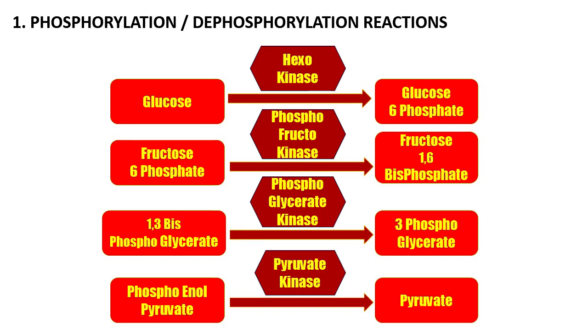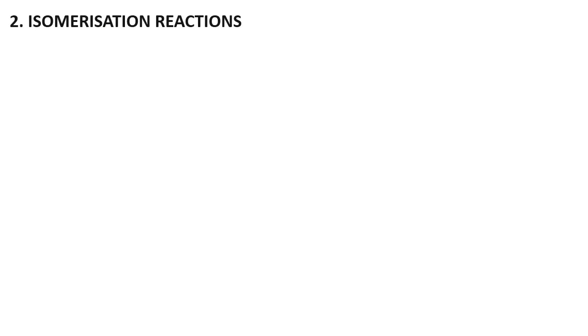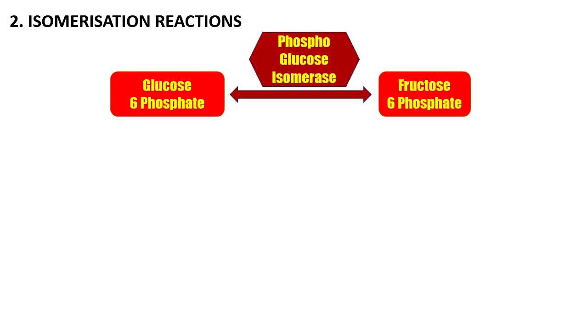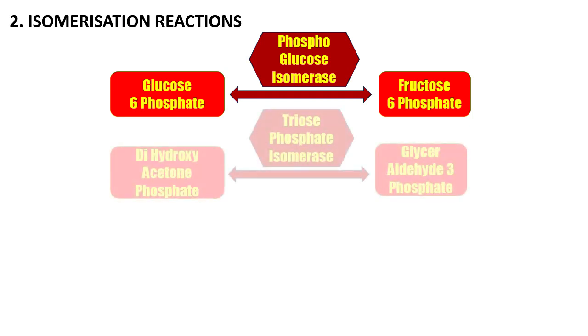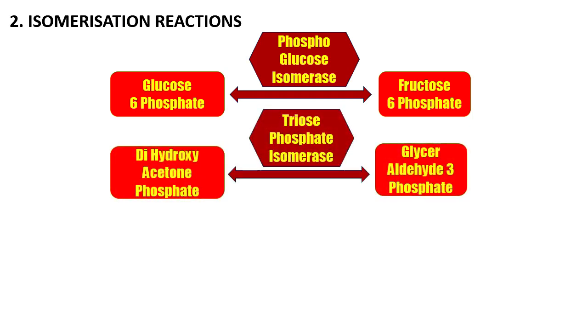Now, let's cover the isomerization reactions. Isomerization reactions are driven by the enzyme isomerase. There are two isomerization reactions in the cycle. Let's see them. First, glucose 6-phosphate is converted to fructose 6-phosphate by the enzyme phosphoglucose isomerase. Next, dihydroxyacetone phosphate is converted to glyceraldehyde 3-phosphate by the enzyme triose phosphate isomerase.